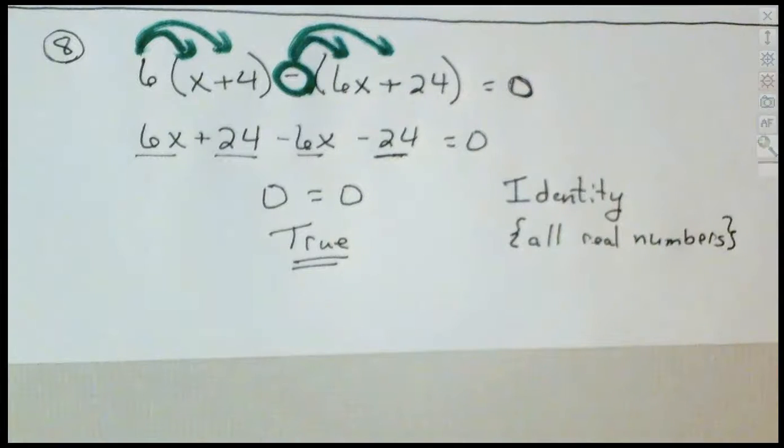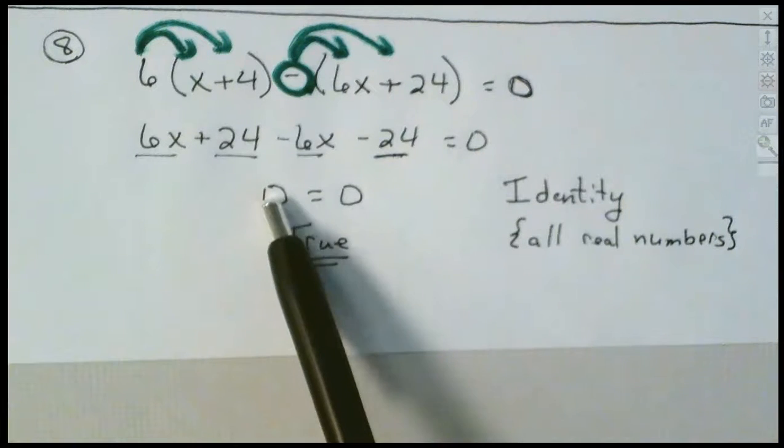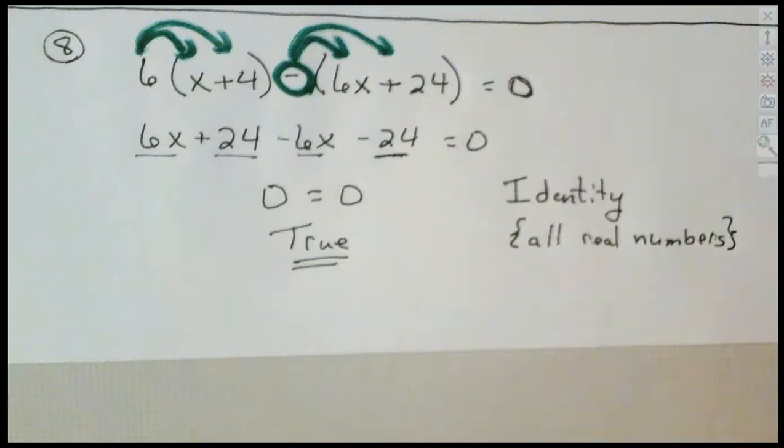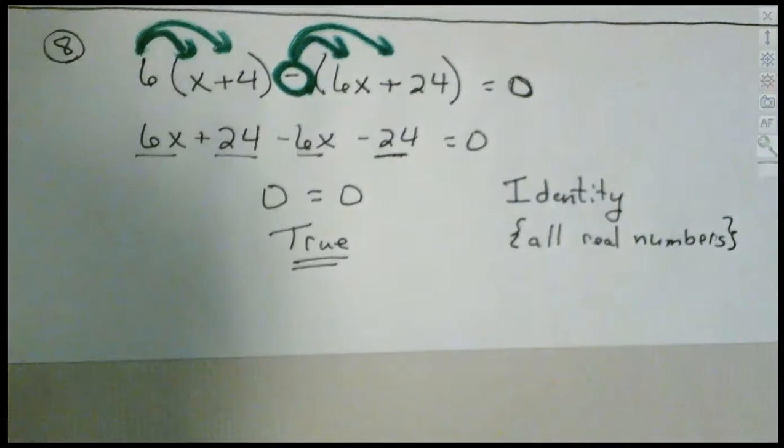So does everyone see what I did there? Why it's an identity. Now, if this would have been a 5 equals 0, that would be false, and that would be a contradiction. Okay? So if they are true, if they are the same, it is an identity. If the variables are gone and they are different, that makes it a what? Contradiction. Okay? And if you get x equaling some number, that's called conditional. And most equations are conditional.